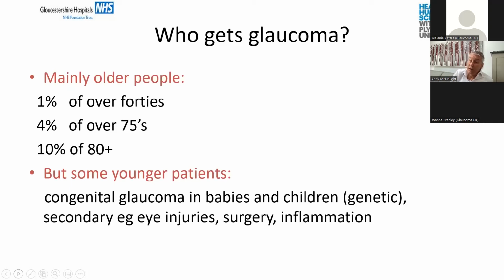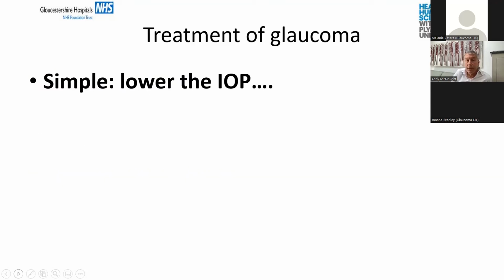We see it after eye injuries and in patients who've got uveitis, which is inflammation inside the eye. So there's a number of causes of secondary glaucoma, but most patients have got what we call open angle glaucoma, and most of them develop that when they're older. Next one, thanks. So how do we treat it?